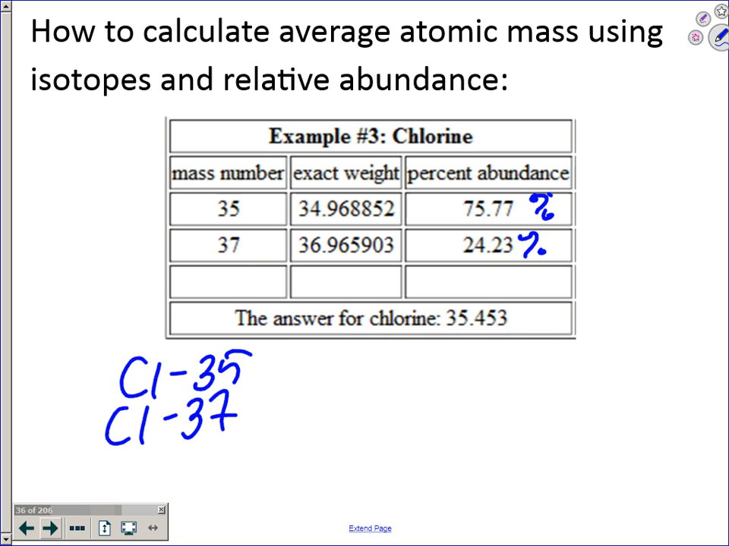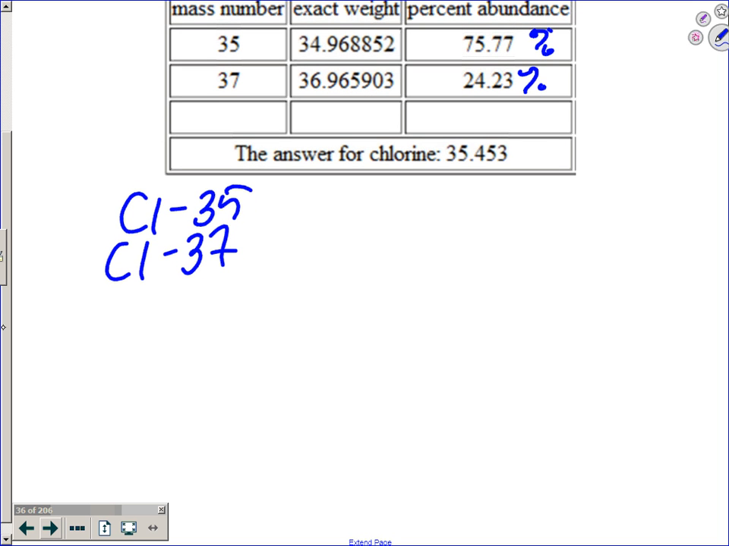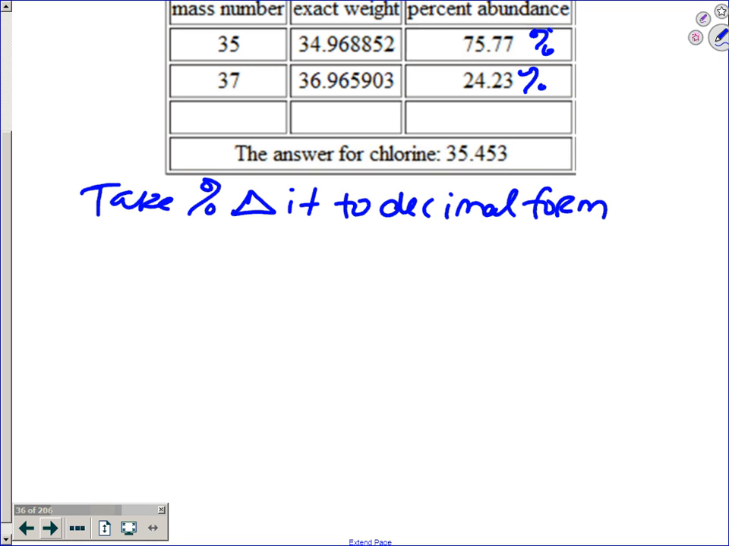I'm going to scroll down just a little bit. All right, so for us to find the average atomic mass of all the chlorine atoms in the world, I'll write these steps out for you guys. You're going to take the percent and change it to its decimal form. What do I mean by that? Divide by 100, because to get to a percent you multiply by 100, but we want to go back to its ratio form, so we're going to divide by 100. So that's step 1.